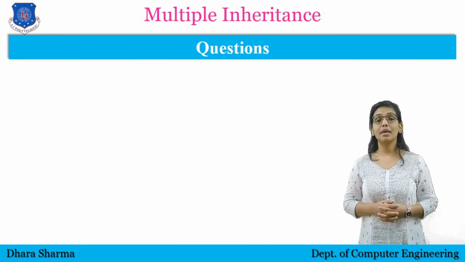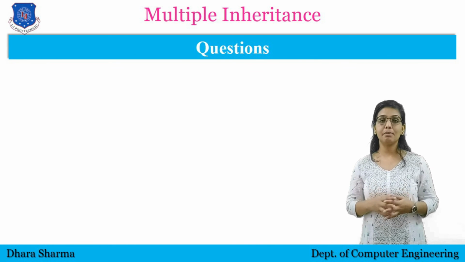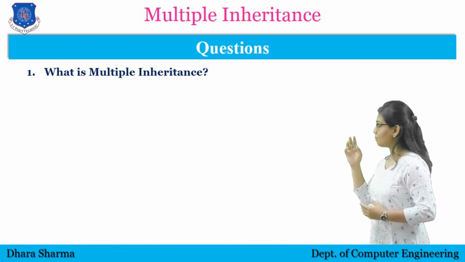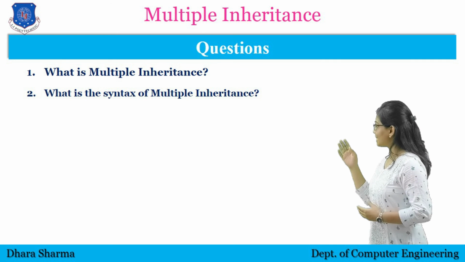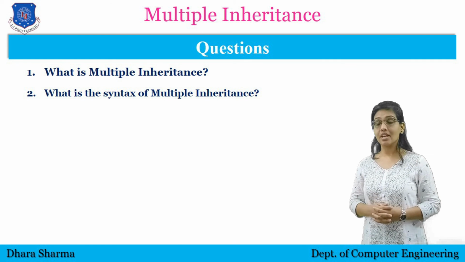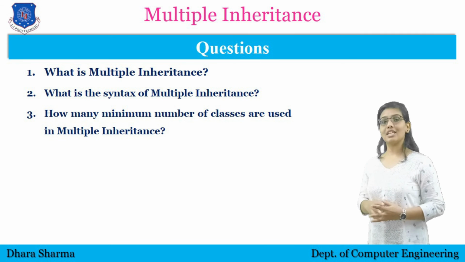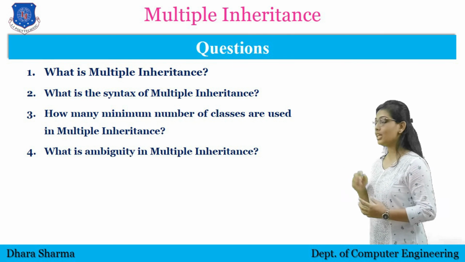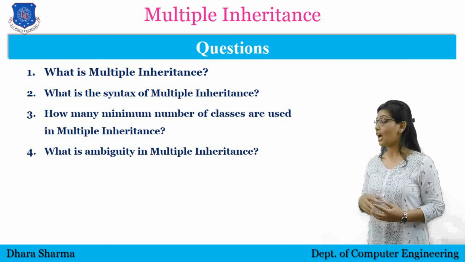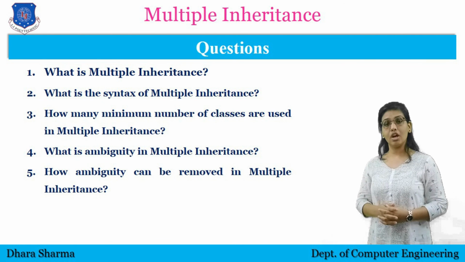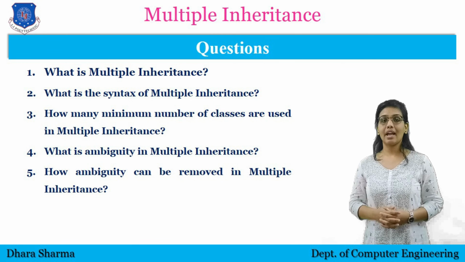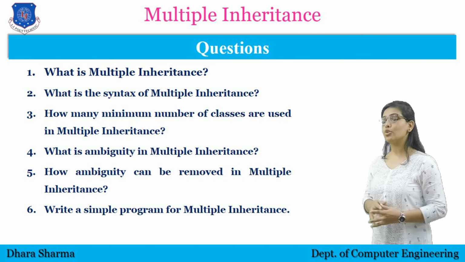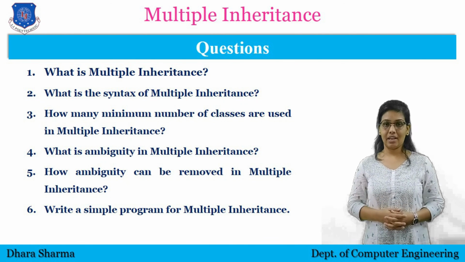Now let's see some important questions related to multiple inheritance. What is multiple inheritance? What is the syntax of multiple inheritance? How many minimum number of classes are required in multiple inheritance? What is ambiguity in multiple inheritance? And how can ambiguity be removed in multiple inheritance? And write a simple program using the concept of multiple inheritance.